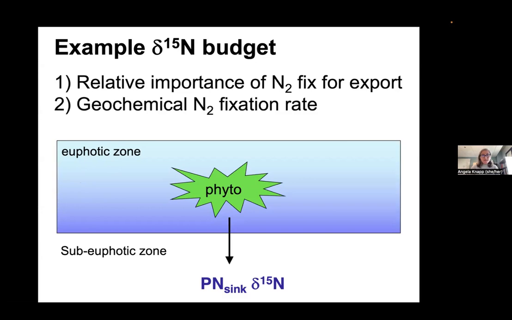Okay. The second really important thing that a delta N15 budget can tell us is a strictly geochemically based rate of N2 fixation.